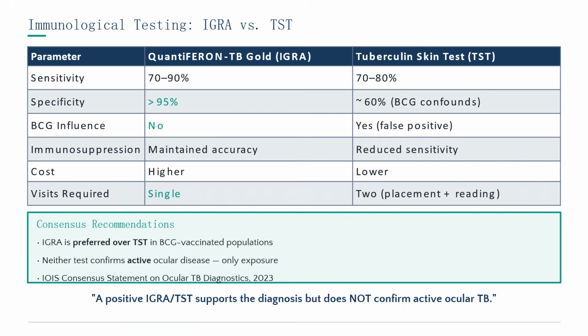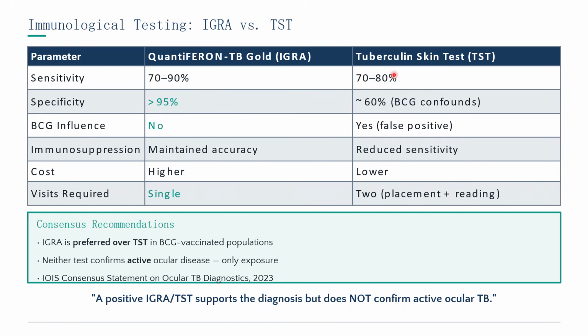Now we will revise together some of the immunological tests that we have to do in presumed ocular tuberculosis, namely the IGRA test, that's interferon gamma release assay, and the Tuberculin Skin Test. The IGRA test, also known as the QuantiFERON TB Gold test, has a high specificity and high sensitivity, reaching up to 90% for both, which means it is supportive for the diagnosis if it is positive. However, if it is negative, this does not rule out tuberculosis.